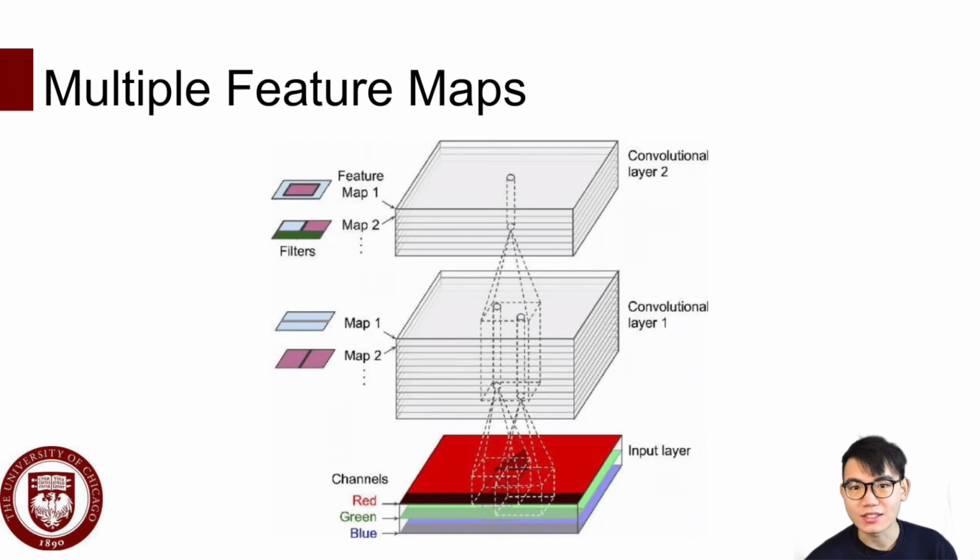In CNNs, we usually have multiple feature maps for each convolutional layer. We would have one kernel for each feature map in the convolutional layer, and the values of the neuron in layer 2 are formed by summing up the values of the receptive field of the previous feature maps.